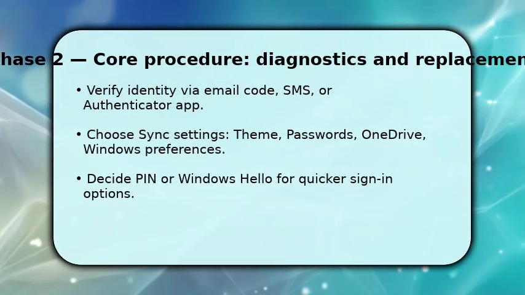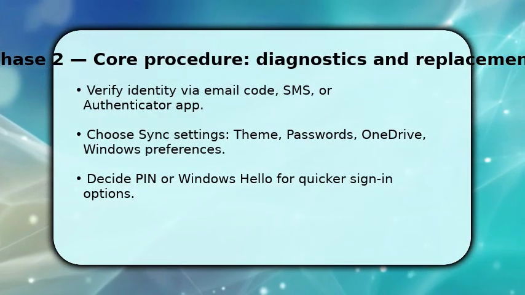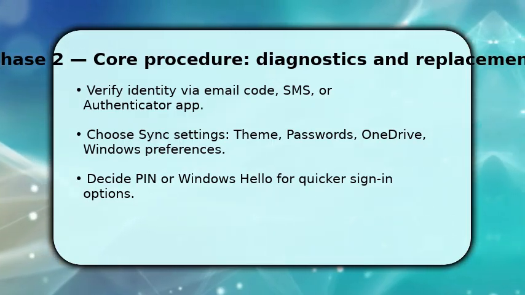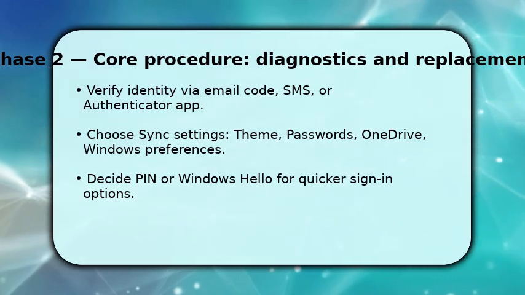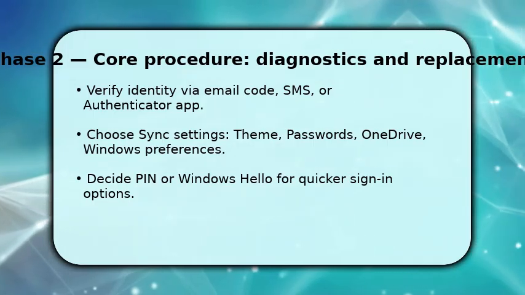You will verify identity next. Select email, SMS, or the Authenticator app and enter the code sent to you. Once verified, Windows asks about syncing. Choose whether to sync theme, passwords, OneDrive files, and language preferences. This keeps devices consistent. Make sure to toggle the items you want backed up.